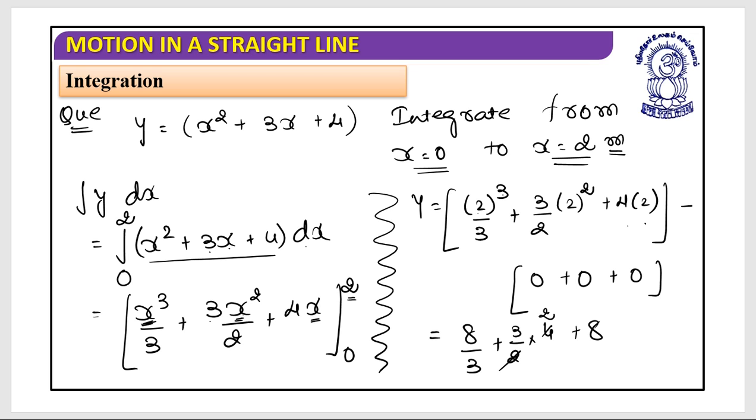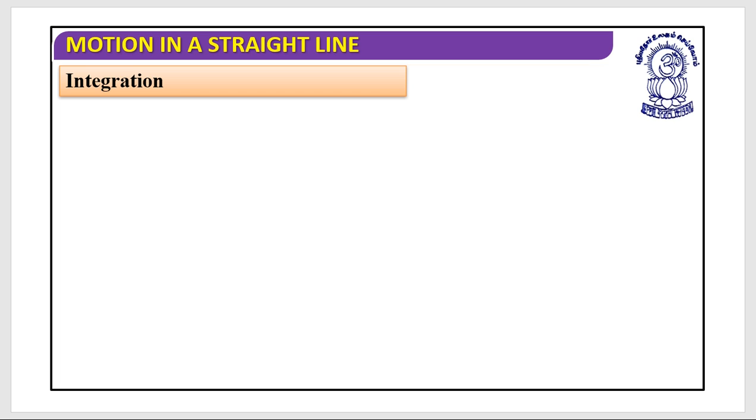This is 2 2s are 4. So that should be equal to 8 by 3 plus 3 2s are 6 plus 8. This is 6 plus 8, 14, and 14 threes are 42. So 42 plus 8, this is 50 by 3. This would be the final answer. I hope these things are clear to you. Can you do this? Let's have a look at this.